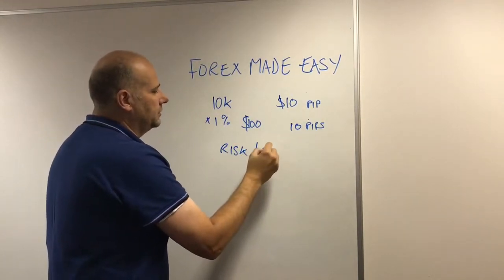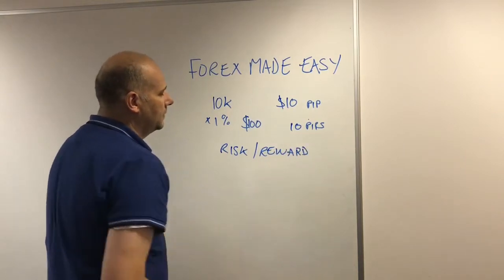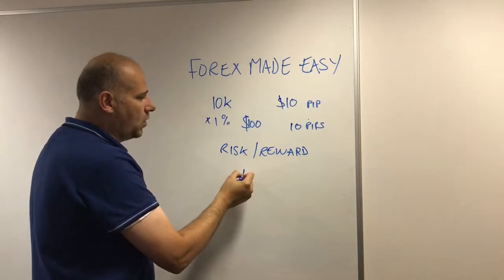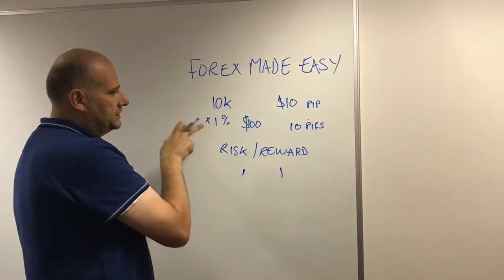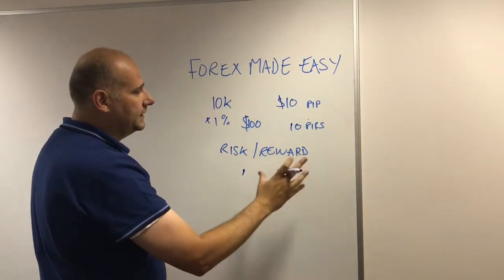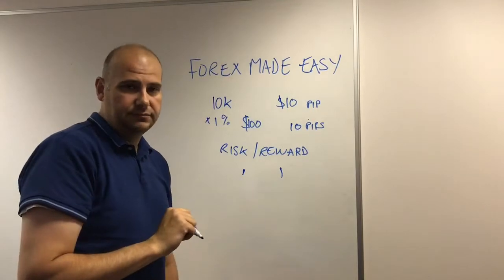Okay, now what's a risk to reward ratio? You'll hear a lot about this in Forex. What is that? Well, some people say risk 1 for 1. So I'm looking at risking $100, but if I'm right and it goes in my favour by 10 pips, I'll make $100.